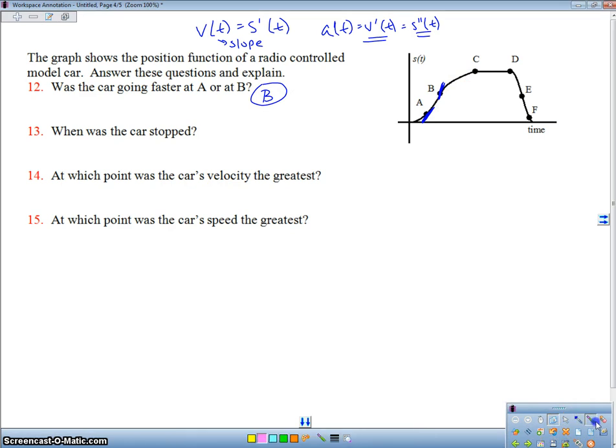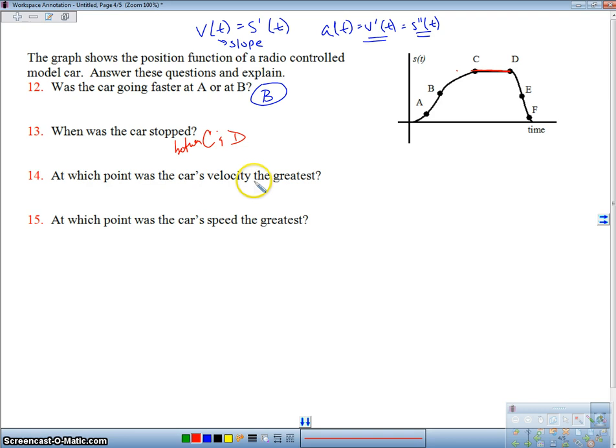Okay, so when was the car stopped? Well, we're looking for where the car is stopped, meaning where there is no velocity. Where is the slope 0? The slope is 0 right here, so between C and D.